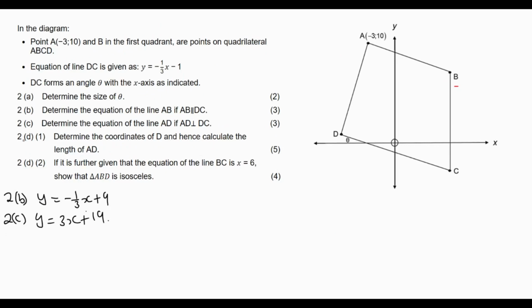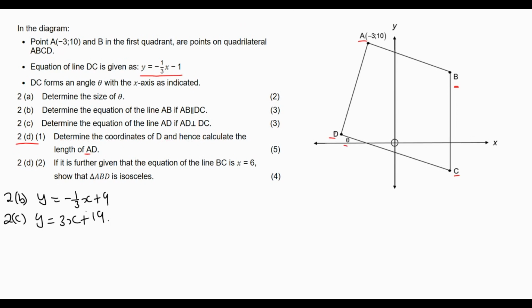Welcome back. Let's do question 2D1. Points A and B in the first quadrant are points on the quadrilateral ABCD. The equation of the line DC is given as y = -1/3 x - 1. DC forms an angle theta with the axis as indicated. Determine the coordinates of D and hence calculate the length of AD.